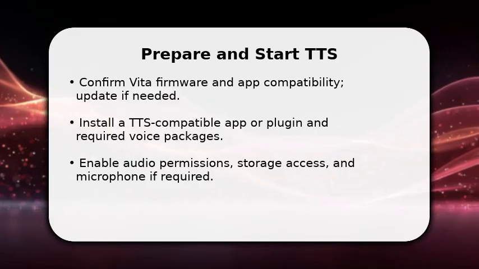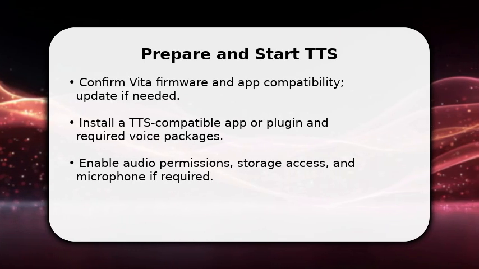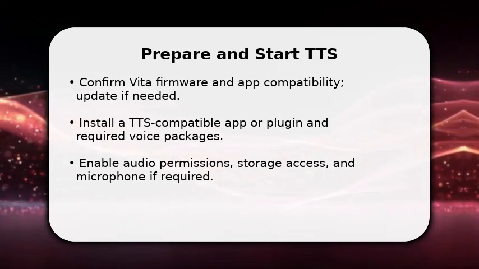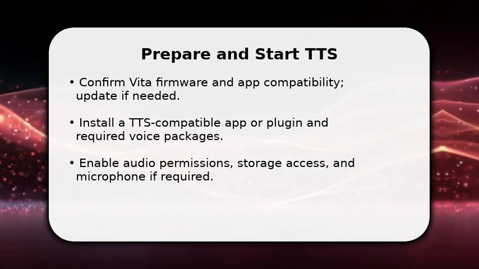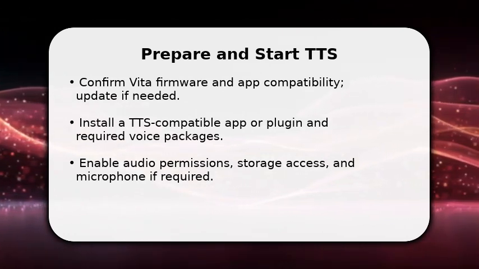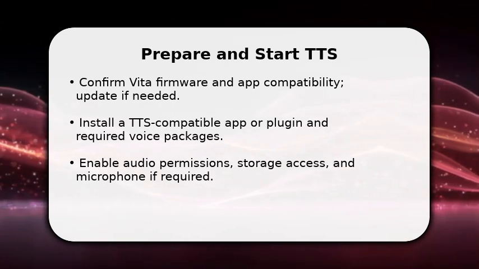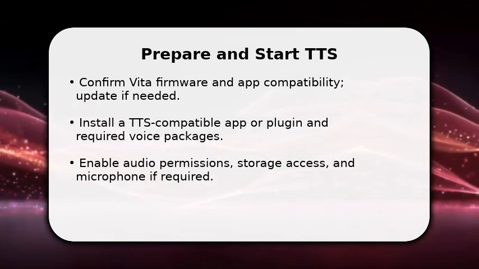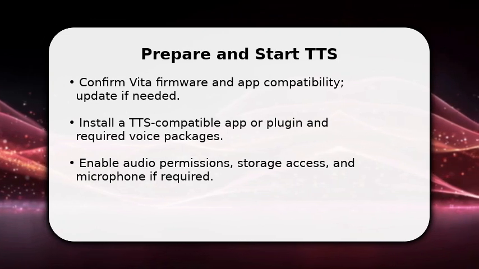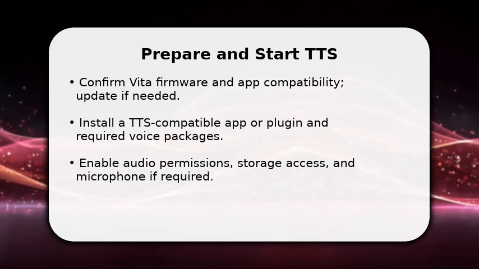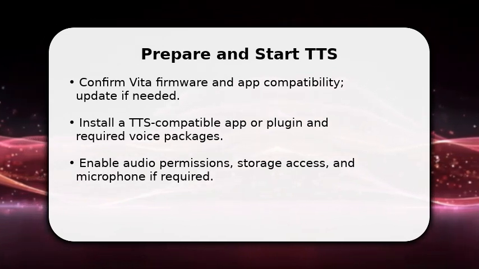You begin by confirming your Vita meets basic requirements, firmware levels, and the TTS app version. Once confirmed, install the TTS app or plugin and download the voice package you prefer. Make sure the app has storage and audio permissions. Without them, the voices won't save or play. If the app asks for a default voice, pick one now. Starting here prevents permission errors later and sets a clean baseline before you load text or tweak settings.